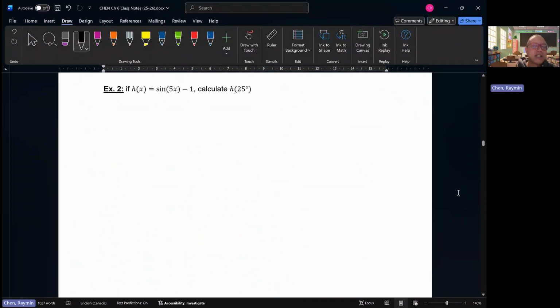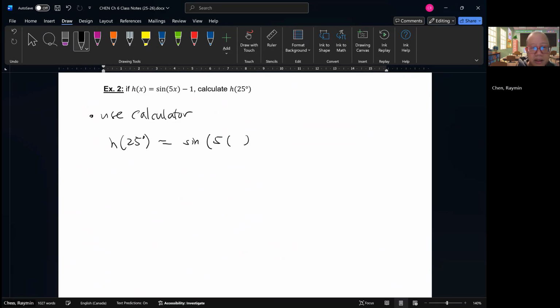Feel free to pause the video. This question is making sure you know how to use function notation. The question says, if h of x equals sine of 5x minus 1, calculate h at 25 degrees. Just to give you an outline, we're seeing if you can actually use your calculator to evaluate things. I'm off screen, so I think you understand what we're going to do. h at 25 degrees literally means we're going to take our calculator and input 25 degrees and output the answer.